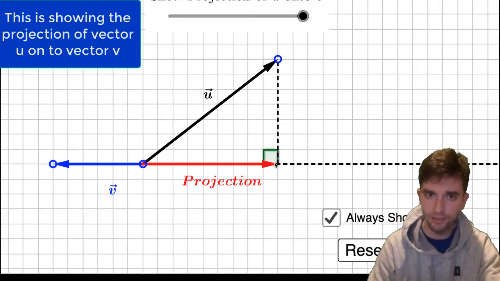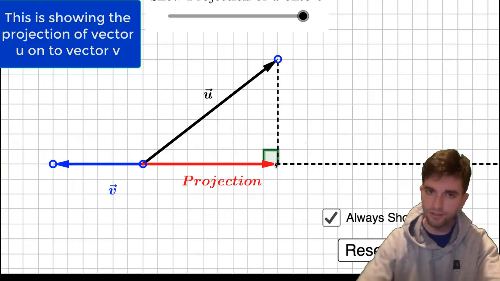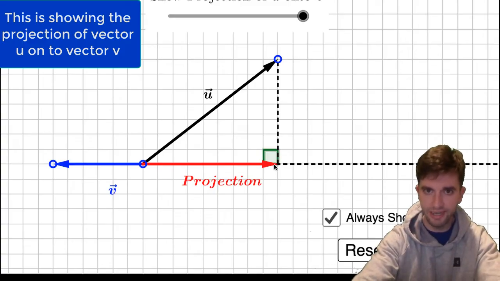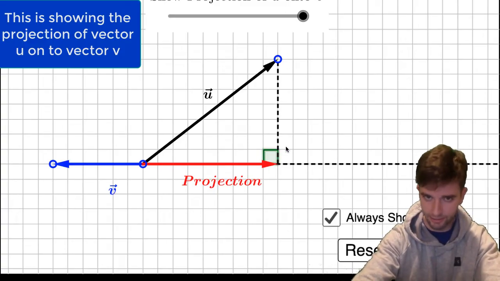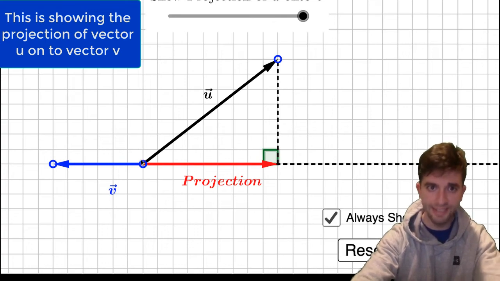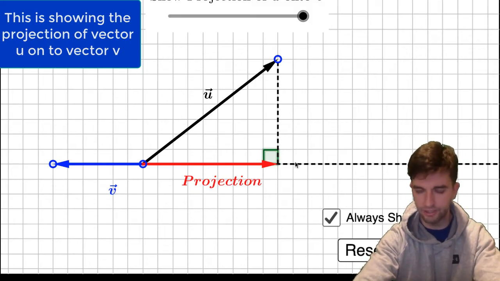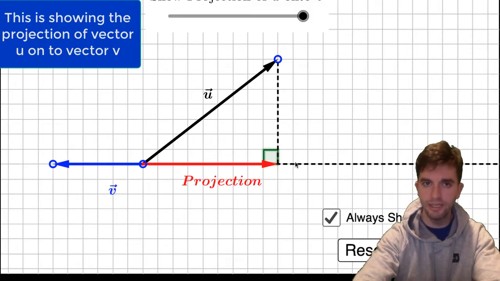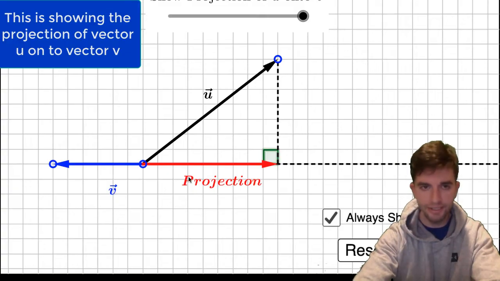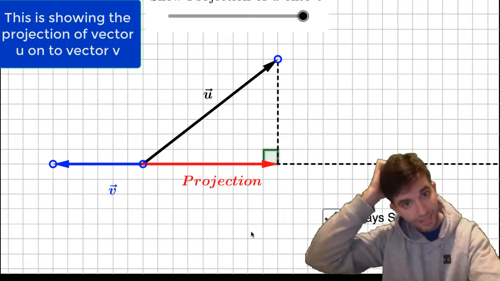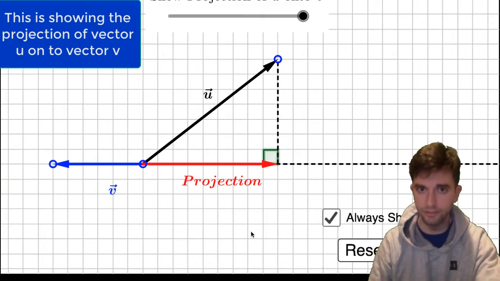But it's still parallel to V, and it still forms this 90-degree angle with the projection vector when we connect the tips, and the tail is still at the same place as vectors U and V. So it still has all the same properties, but just notice it's now going in the opposite direction of V. So a dot product can be negative. And that would indicate that it's going in the opposite direction of the vector that you're projecting onto.